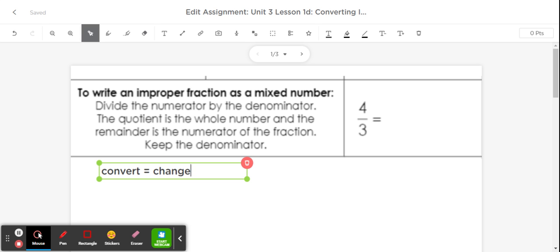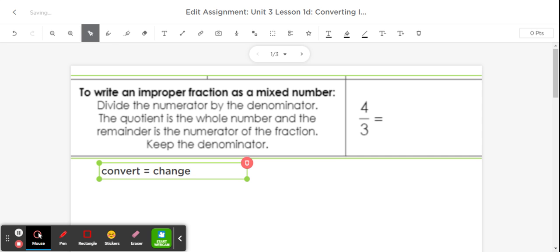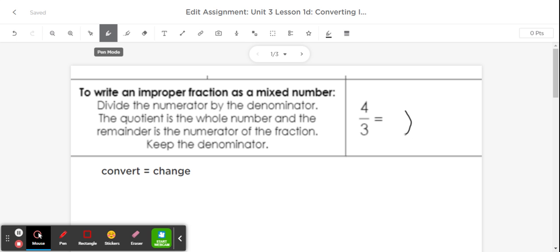So to do so, we take the 4/3, and we're going to change it into division. So I'm going to get my pen and I'm going to make my division bracket. Now, the number on top goes inside, the number on bottom goes here. I'm going to say 3 goes into 4 one time. 1 times 3 is 3. Subtract it, and that's going to get me 1 left over.